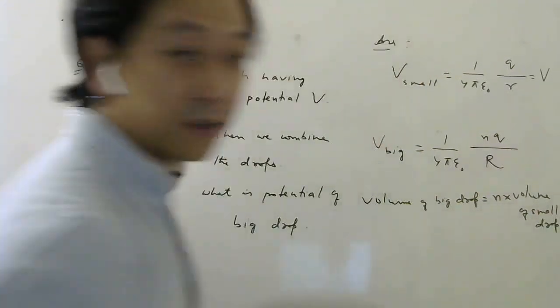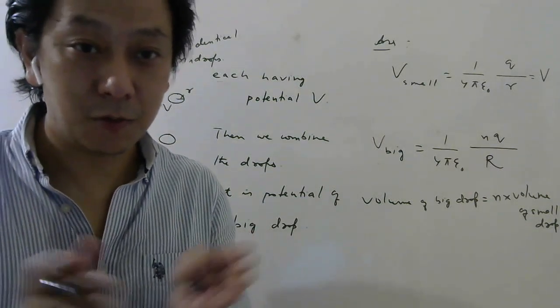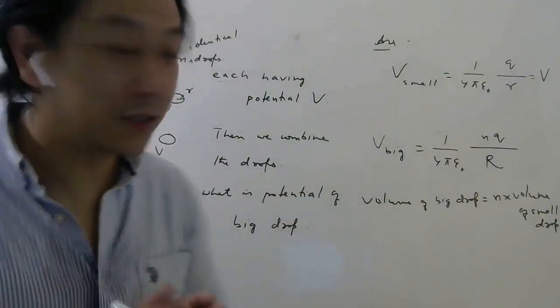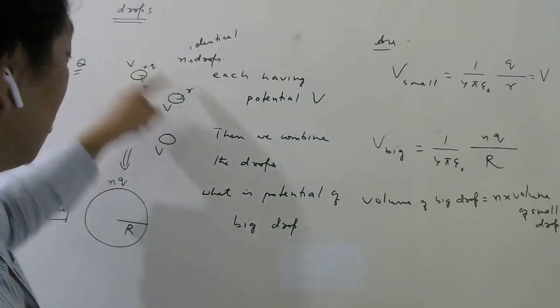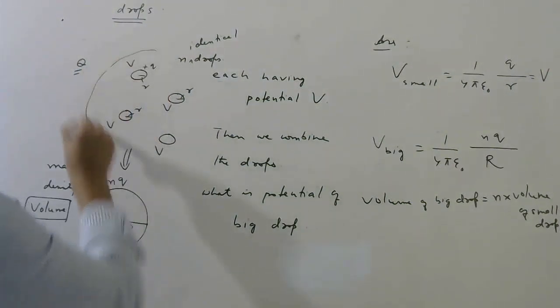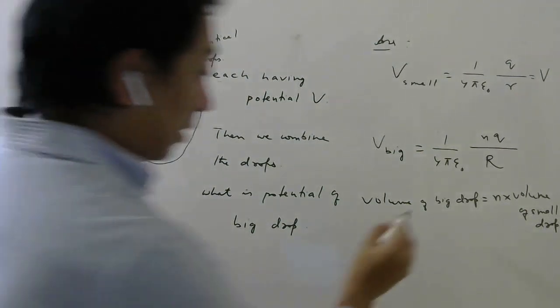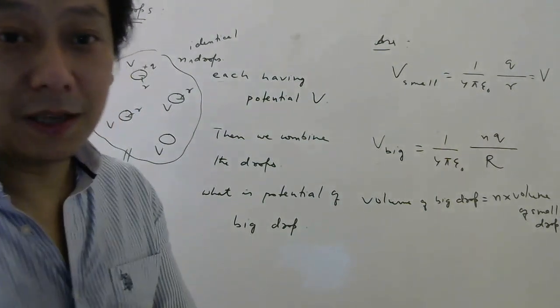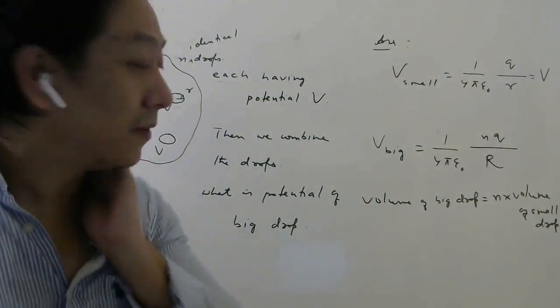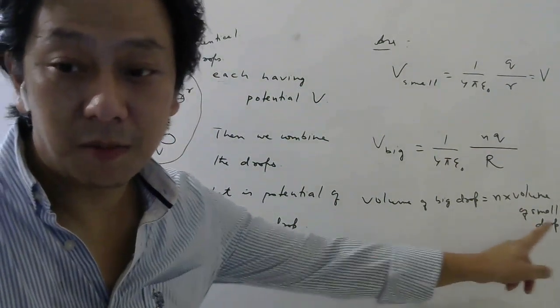Volume, okay, not radius. Since mass is conserved, if you combine 1 kg with 1 kg, whatever you get should be 2 kg. So if you combine the drops to form a big drop, the total mass of this should be the same as the total mass of these, which are how many drops I took? N drops. Now if mass is the same, density is the same, volume also should be the same, right? So the volume of the big drop should be n times the volume of the small drop.